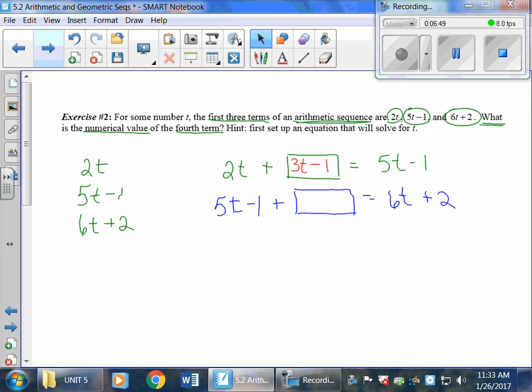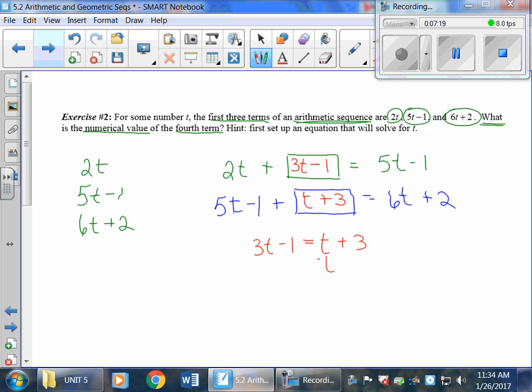To get from 5t to 6t, I have to add 1t. And to get from a negative 1 to a positive 2, I have to add 3. That makes sense? 5t plus t is 6t, and negative 1 plus 3 is positive 2. That was kind of common sense, but I know that this common difference, these boxes, have to be the same. So 3t minus 1 has to equal t plus 3.